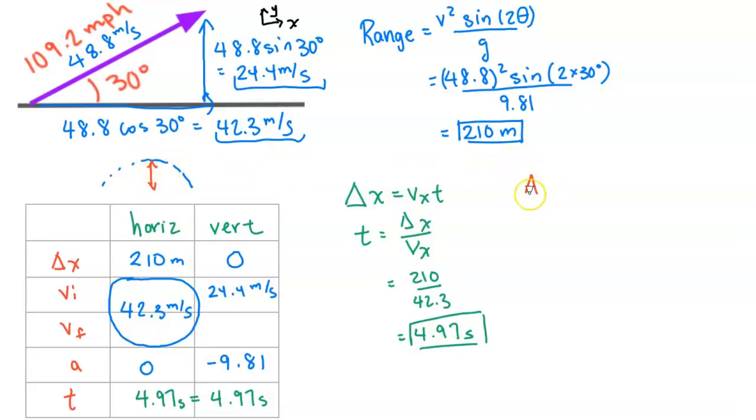So I'm going to rewrite my variables here again. Delta y, vi, vf, a, and t. And the initial velocity is going to be 24.4 meters per second, this is vertical velocity. The final velocity at the highest point vertically will be 0. The acceleration is negative 9.81. And we're looking for the delta y.